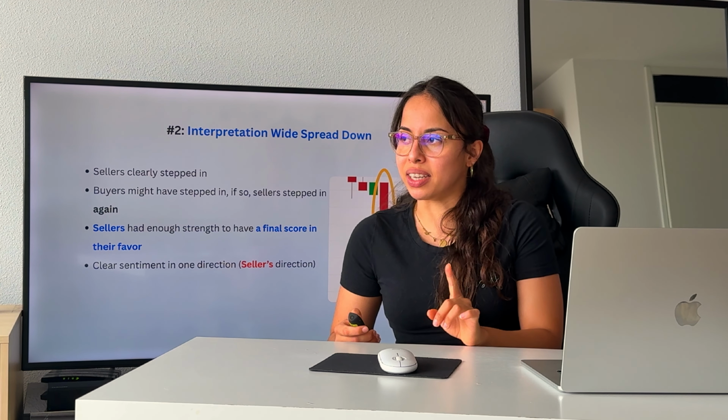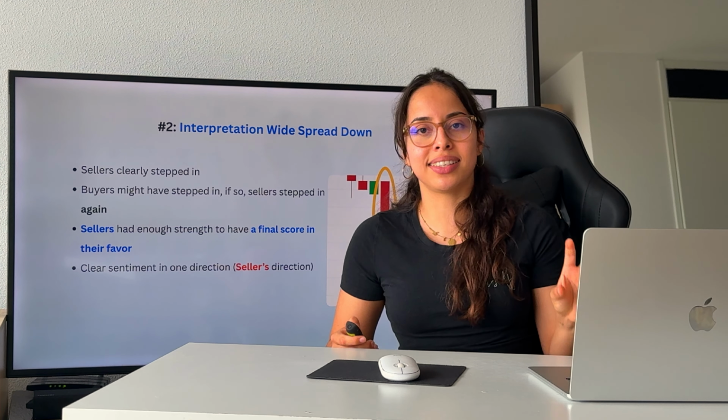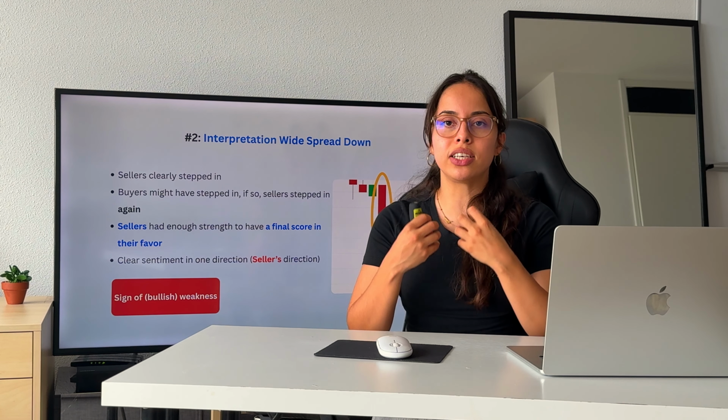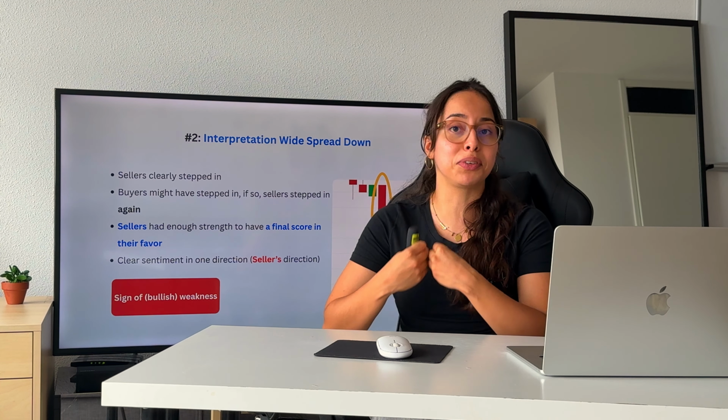So let me ask you something. Would this widespread down candlestick be considered as a sign of strength or as a sign of weakness? This would be considered as a sign of weakness because the buyers are weak. And remember, you analyze the charts from the buyer's perspective because that's the language that people decided to use. So this is usually considered a sign of weakness.